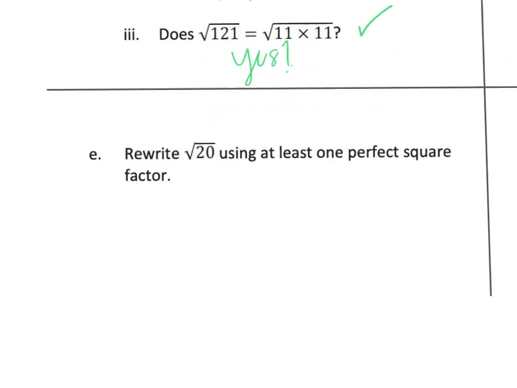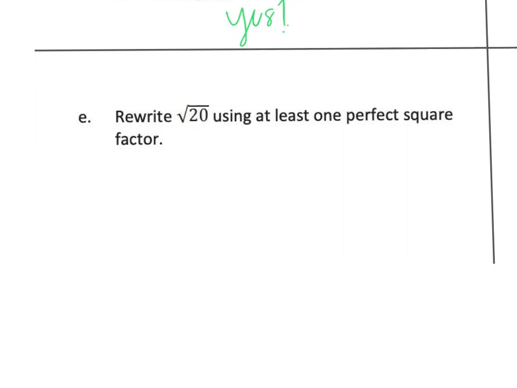Moving on to parts E and F, this is a little bit different. It says rewrite the square root of 20 using at least one perfect square factor. So our perfect squares: 1 times 1 is 1, 2 times 2 is 4, 3 times 3 is 9, 4 times 4 is 16, 5 times 5 is 25. You get the picture, right? Those are our perfect squares. So it says use one of those numbers to rewrite this.